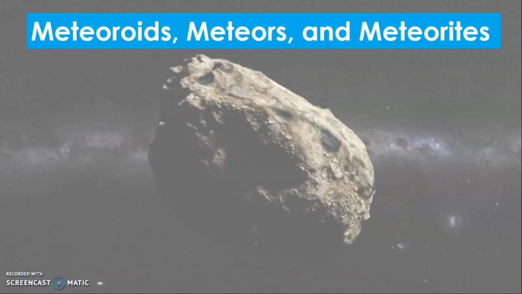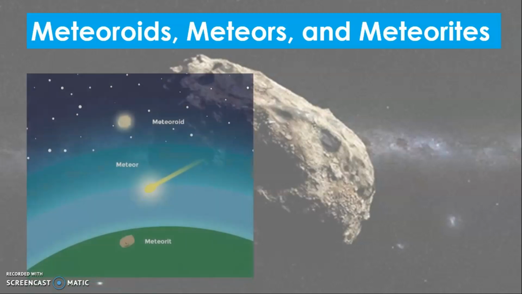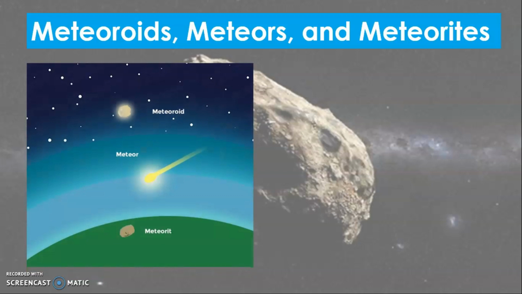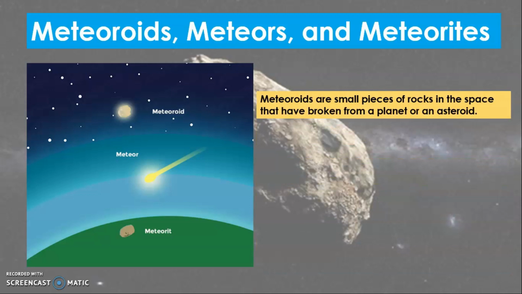Now we have meteoroids, meteors, and meteorites. Let me explain further about it. First, meteoroids are small pieces of rocks in the space that have broken from a planet or an asteroid. So it's still in the space here.